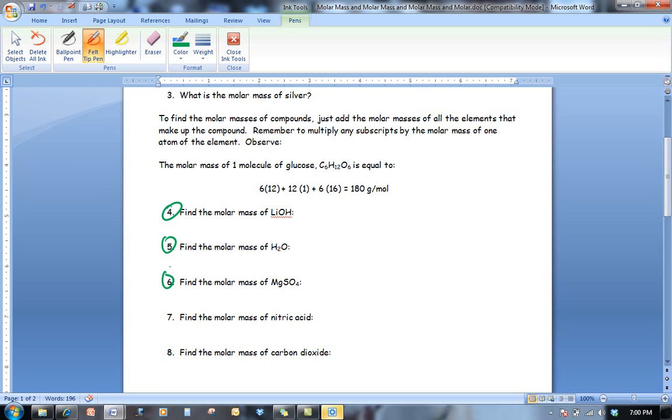Okay, so let's take a look at number 4. What the question asks is find the molar mass of lithium hydroxide, which has a formula of LiOH. Well, here, our very first element that we need to find the atomic mass for is lithium, which is Li. And remember that all elements have abbreviations that begin with a capital letter.